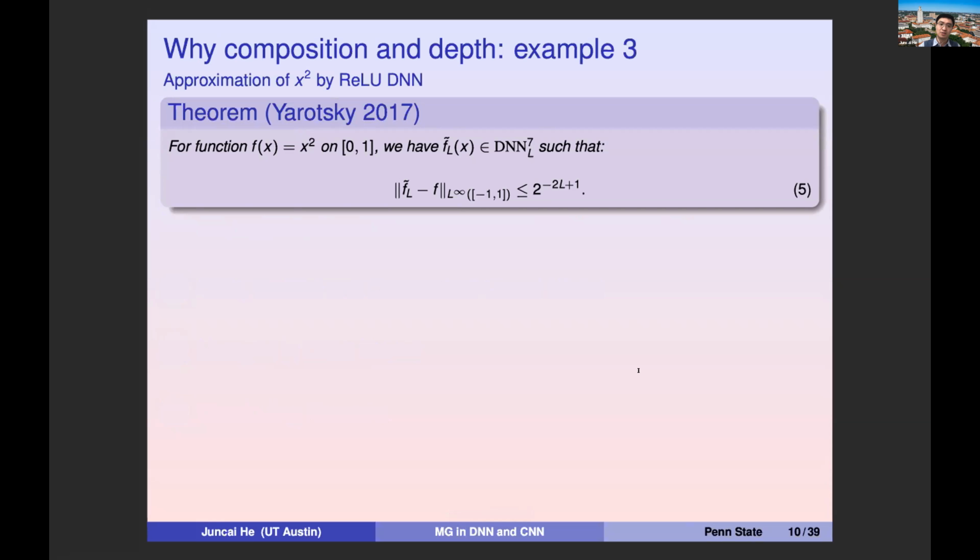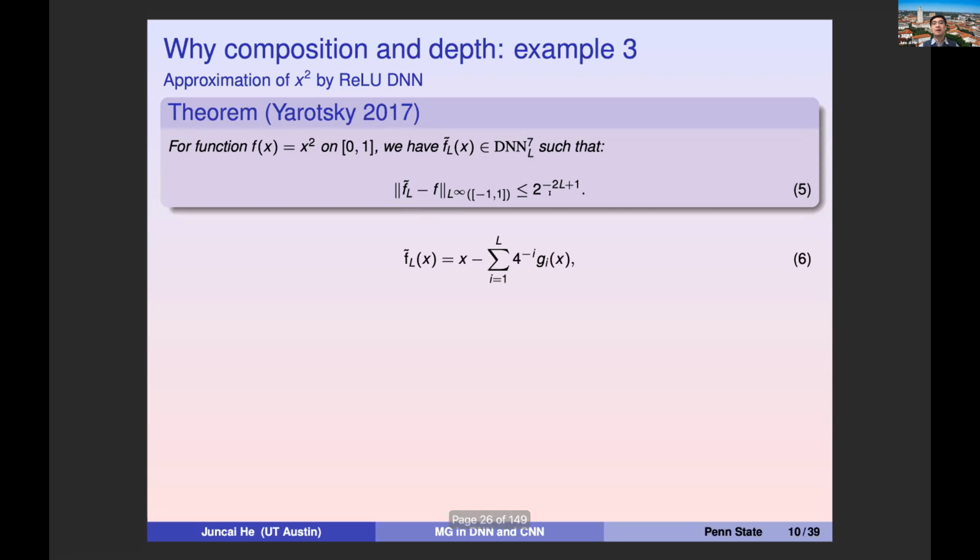Originally, this theorem tells us that if you have a special function, which is just x squared on the interval 0 to 1, then you can have a DNN with a constant width, like 7. If you want to do something special, you can reduce the width, but that's okay. If you only focus on the depth, then you can achieve an approximation result like this. Sorry, this is a typo. This should be -2 times this, L plus 1 together.